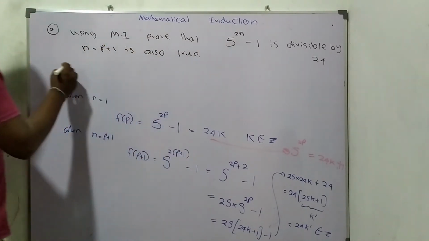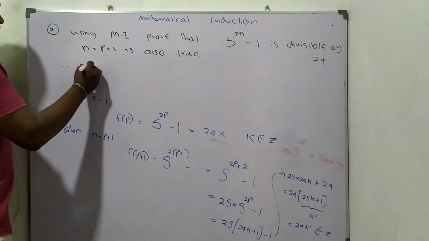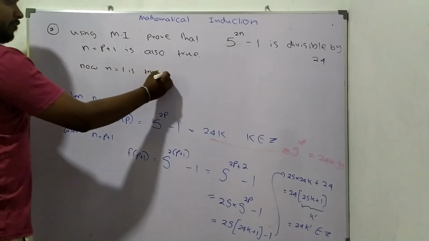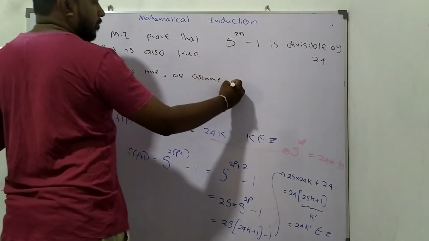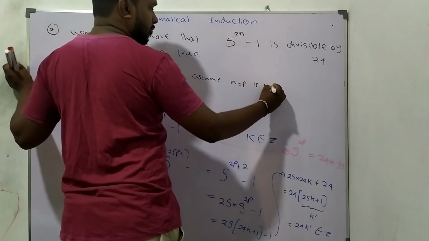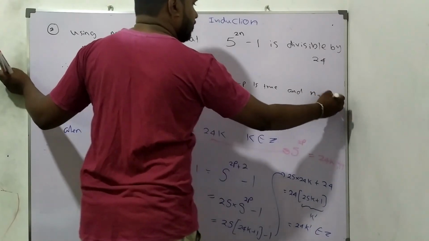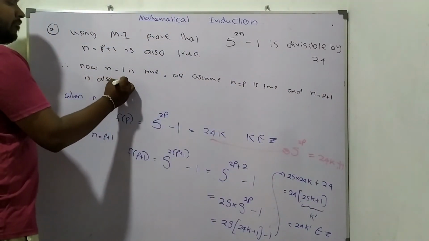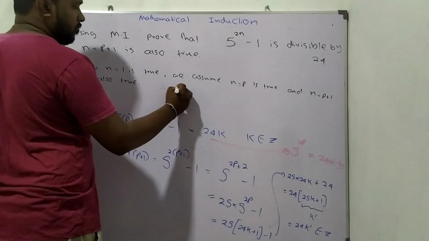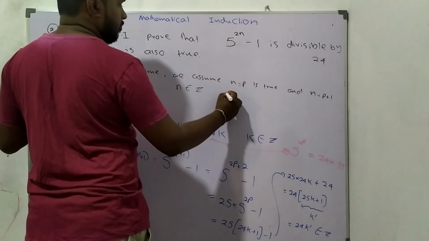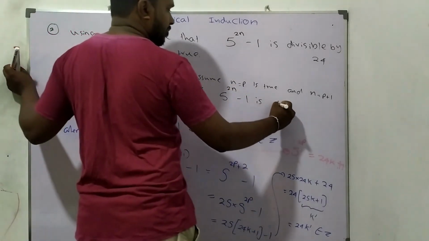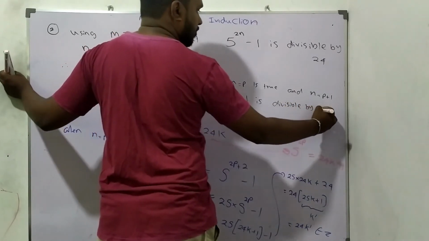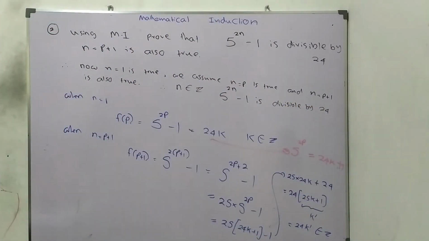So the next thing is you should write the conclusions. n equals 1 is true. We assume n equals p is true first, and now n equals p plus 1 is also true. Therefore, for all positive integers, 5^(2n) minus 1 is divisible by 24. So all the time you have to go through these steps. And it works for all positive integers n, not for the rational numbers, not for the irrational numbers, not for the real numbers. Only for natural numbers.